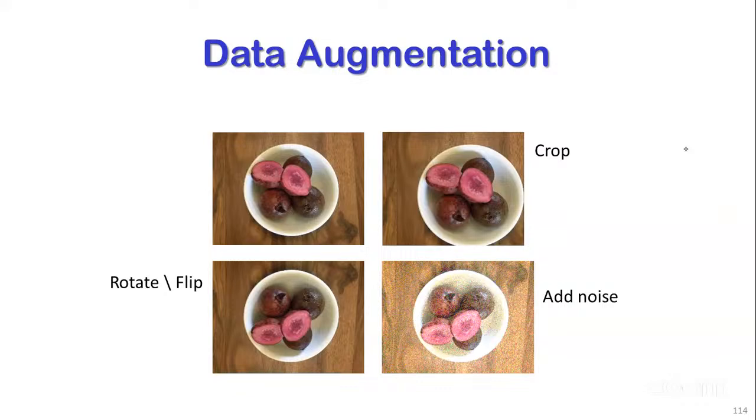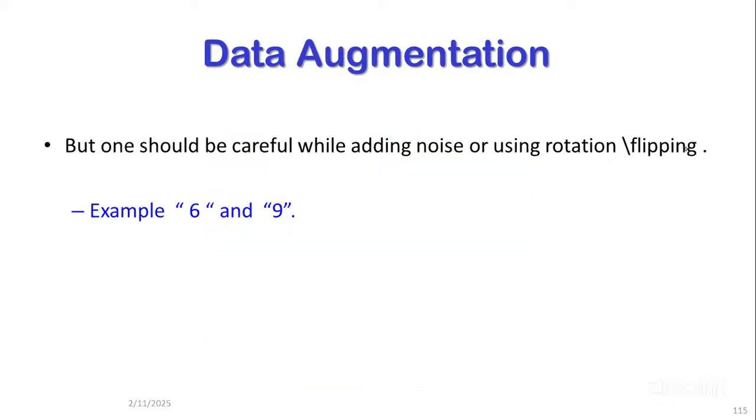Similarly, this picture is a cropped version, you have cropped it from here. In this picture you are adding noise. So along with the data, you are using these samples, right? Corresponding to your data, you are generating these samples, which you use for training. That is your data augmentation. But when you go for data augmentation, you have to be very, very careful when adding noise, or when using rotation or flip. Because when you flip, your 6 becomes 9 and 9 becomes 6, right? And ultimately your model will get it wrong.